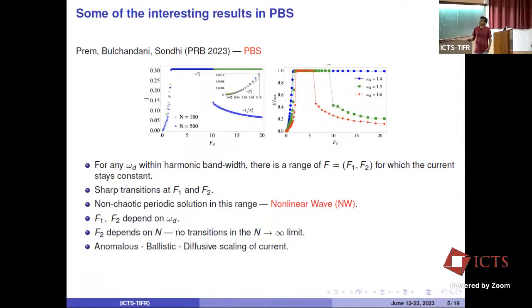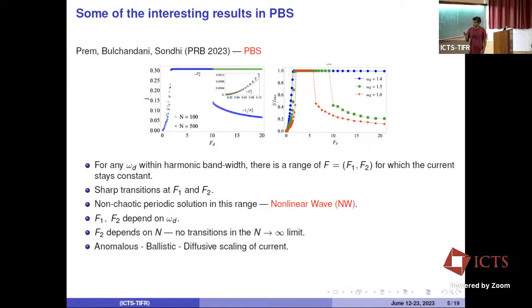Okay, so I already said that in the thermodynamic limit, you don't get this flat regime. And also, if you look at this regime, what is the system size dependence of the current? It's diffusive. While in this regime, it's ballistic. It, of course, doesn't depend on the system size. And out here, there's some anomalous transport.